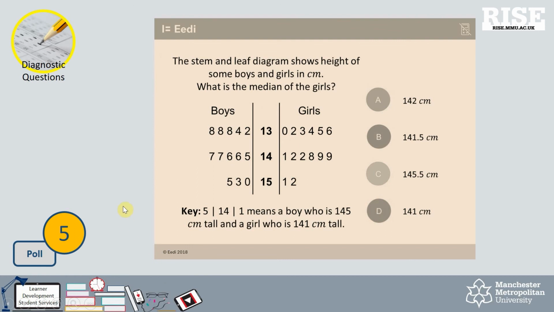Here I have a back-to-back stem and leaf diagram. The left-hand side is showing me values for boys, and the right-hand side is showing me values for girls. I want you to find the median of the girls only.